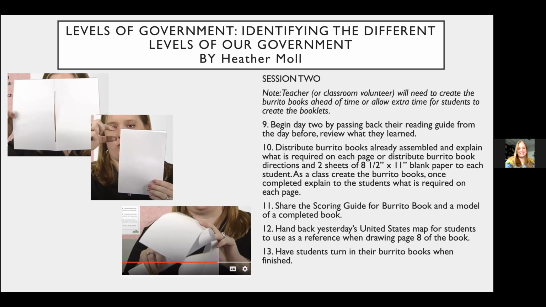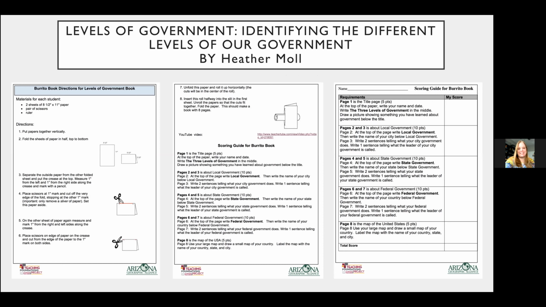So if you want to create those booklets ahead of time, you're more than welcome to, or you have your students. But I just put that little note there because sometimes 20 minutes will go by and they're still making their books. But you pass back the reading guide and they take that reading guide and they create this burrito book that explains the structure of the governments and what is in each of them. And don't worry, if you don't know how to create a burrito book, I got directions for you in that lesson plan because it took me a while as well.